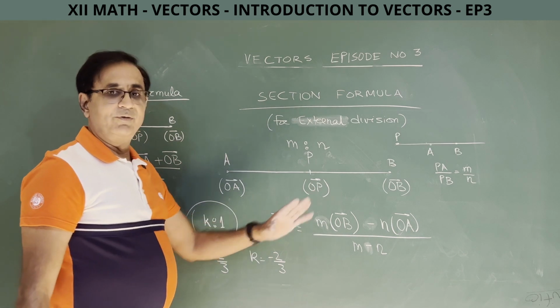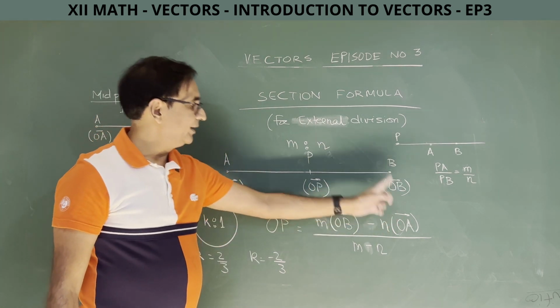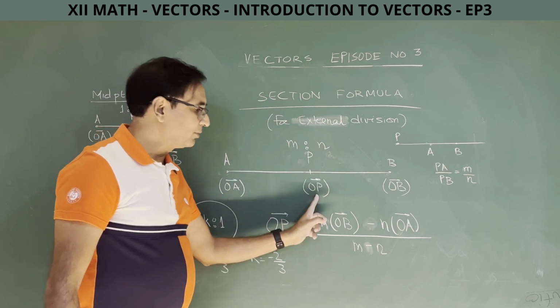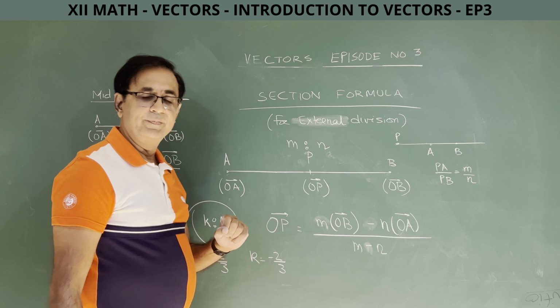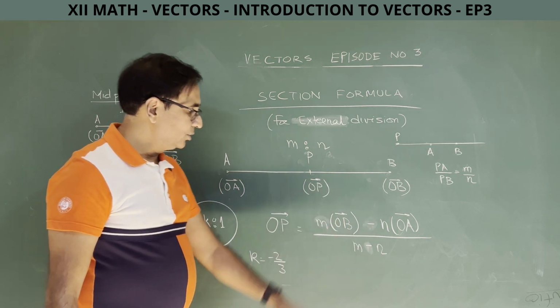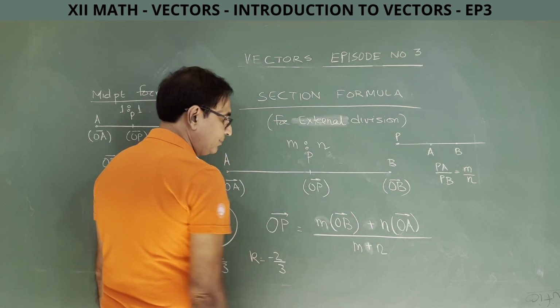So there are two kinds of numericals. They will give you OA, OB, the value of M and the value of N, and you will be required to find the position vector of P. So you are going to use this formula. For external ratio, you will put minus. For internal ratio, you will put plus.